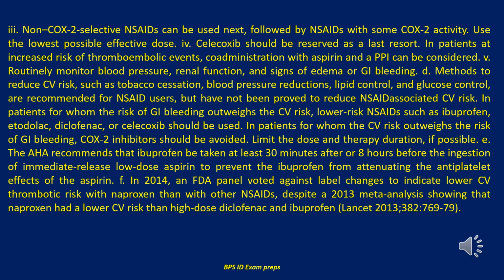In patients for whom the risk of GI bleeding outweighs the cardiovascular risk, lower-risk NSAIDs such as ibuprofen, etodolac, diclofenac, or celecoxib should be used. In patients for whom the cardiovascular risk outweighs the risk of GI bleeding, COX-2 inhibitors should be avoided. Limit the dose and therapy duration, if possible.